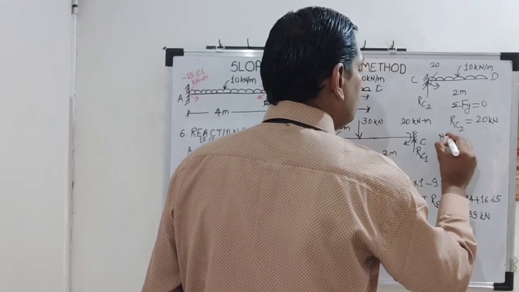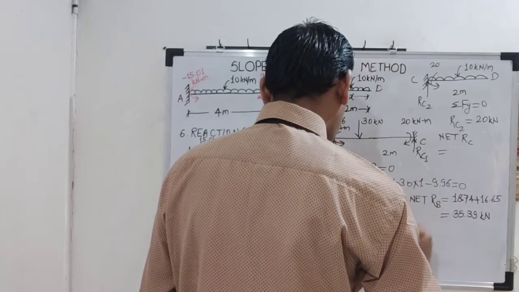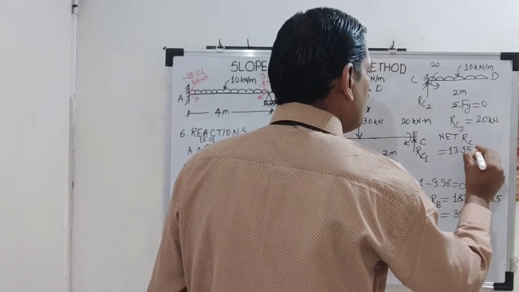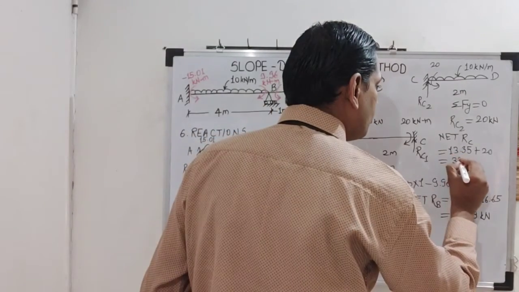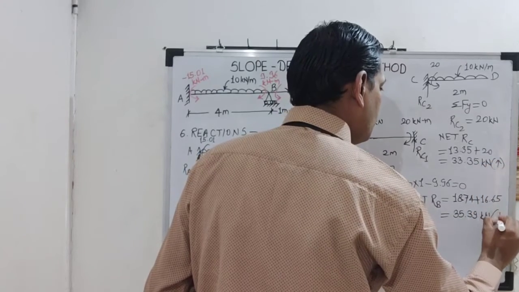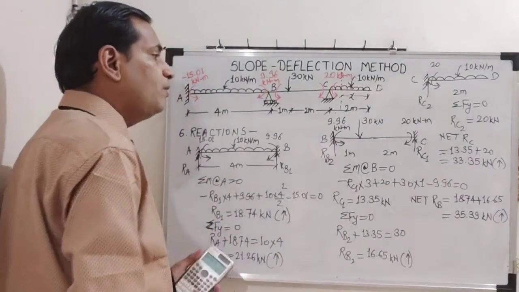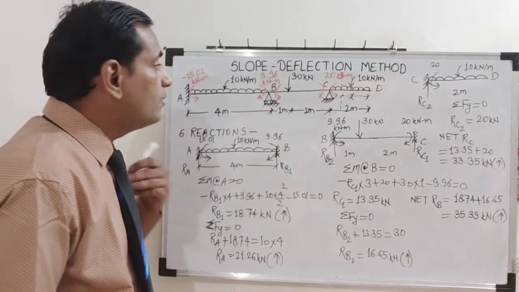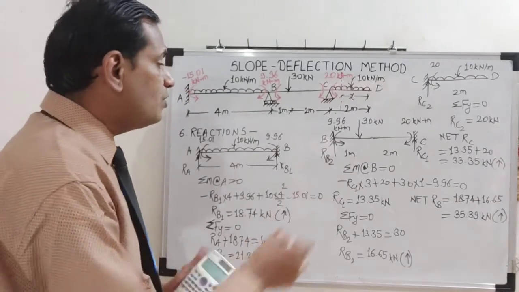So net RC is RC1 plus RC2. What is RC1? 13.35. Okay, RC2 is 20. So how much is this? 33.35. Okay, 33.35. All the reactions are upward, because as per the calculation our answers are positive. It means our assumed directions are correct.